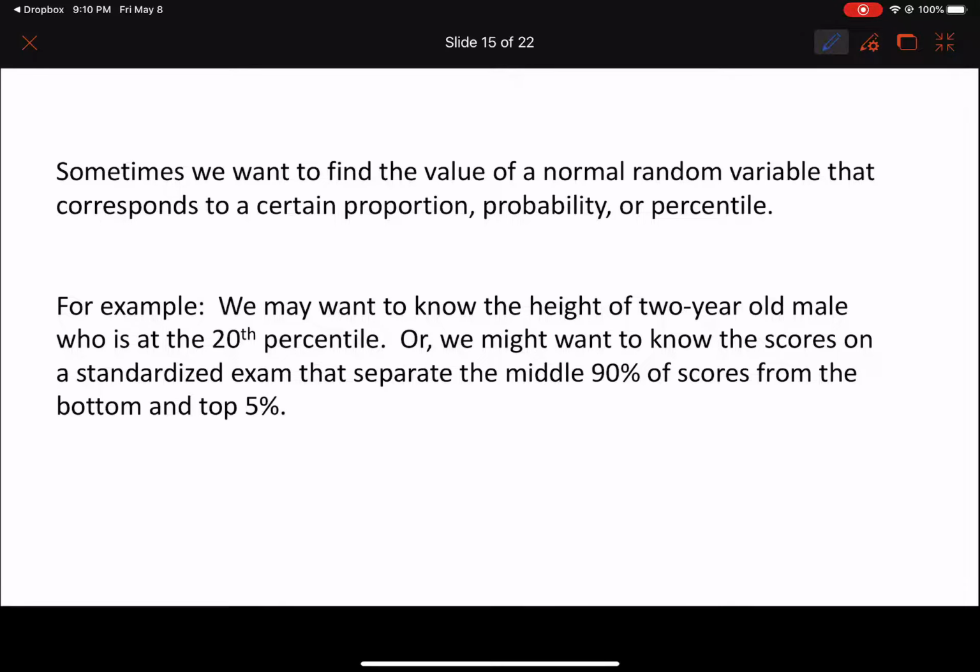So we may want to know the height of a 2-year-old male who's in the 20th percentile, or we might want to know the scores of a standardized exam that separate the middle 90% of the scores from the bottom and top 5%. This is all stuff that we might need to figure out, and there's an easy way with the calculator, and there's a way using the Z table. So let's get right to it.